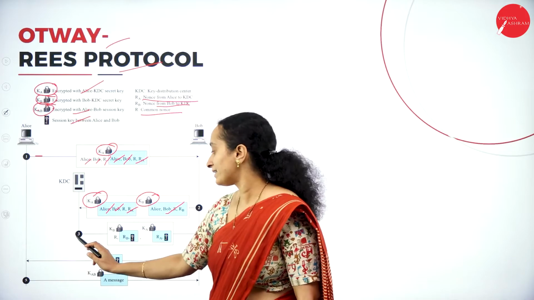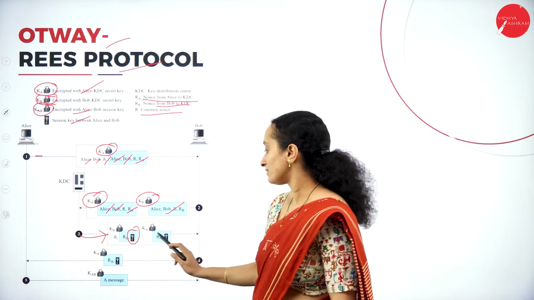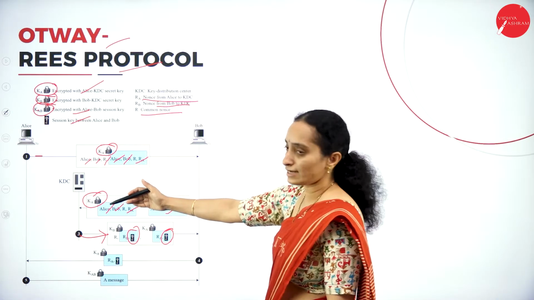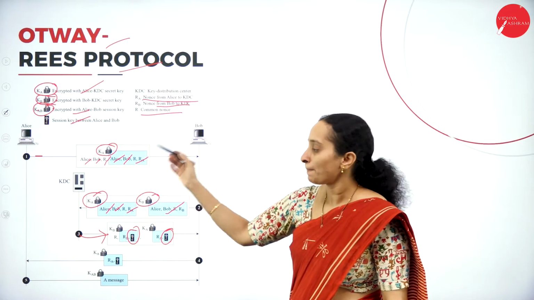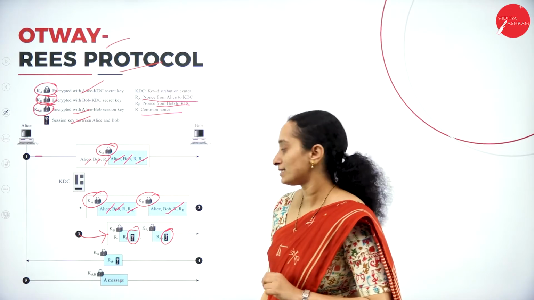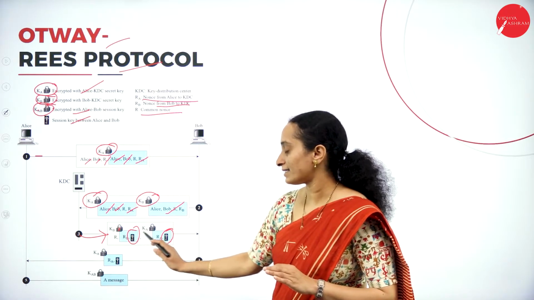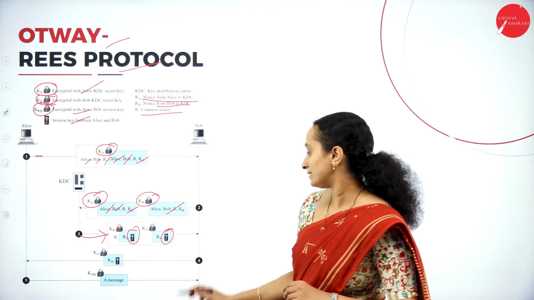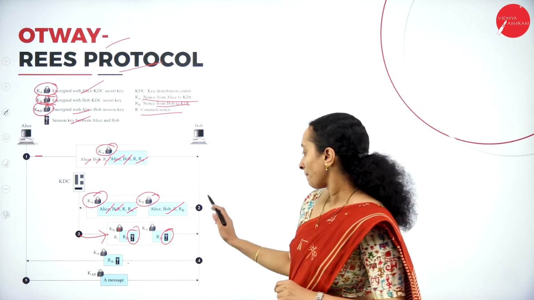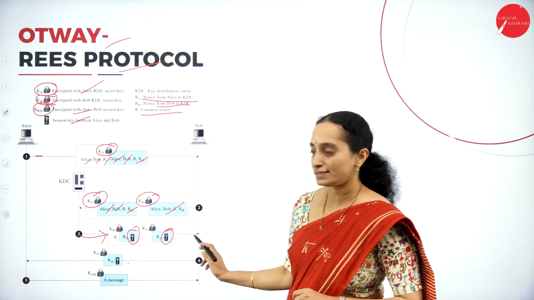KDC will create a ticket with the session key. All these values will be included and it adds a session key. Till step 2, there was no session key. All will be encrypted messages and keys sent. Here, in this ticket, KDC adds the session key to the ticket. Okay. In the next step, the 4th step, this is sent to Bob, the receiver.